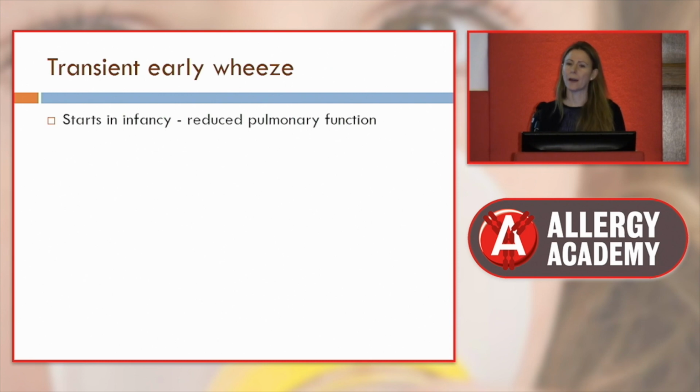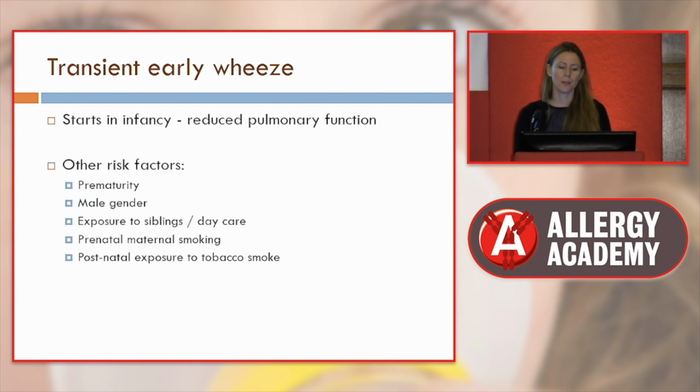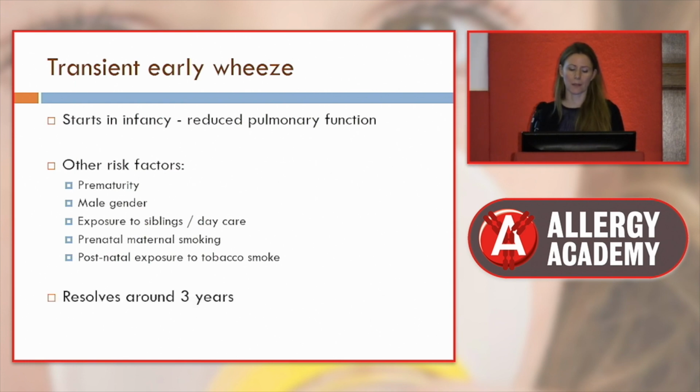So just to talk about some of the features of transient early wheeze: it generally starts in infancy with reduced pulmonary function. Other risk factors include prematurity, male sex, exposure to siblings or daycare, and there's some interesting work actually looking at exposure to rhinovirus and history of bronchiolitis, RSV, and that specifically targeting the risk of increased inflammation. Prenatal maternal smoking is a known risk factor, as is postnatal exposure to tobacco smoke.